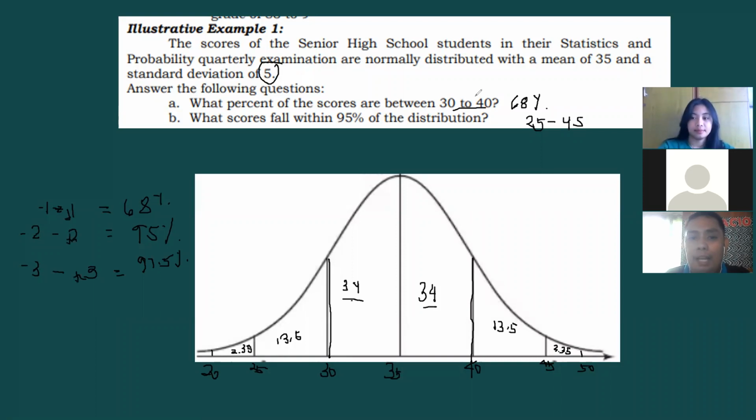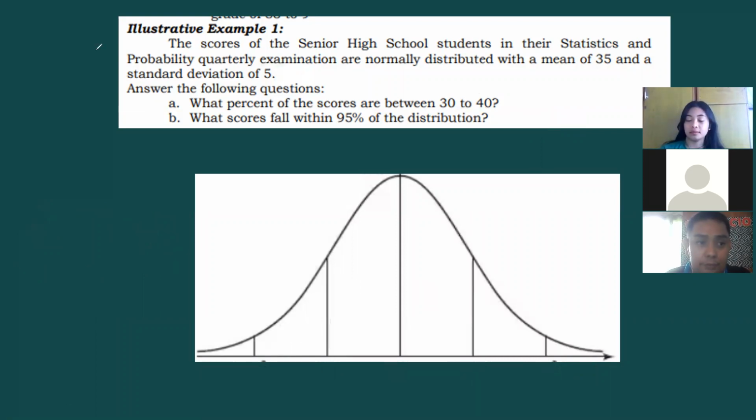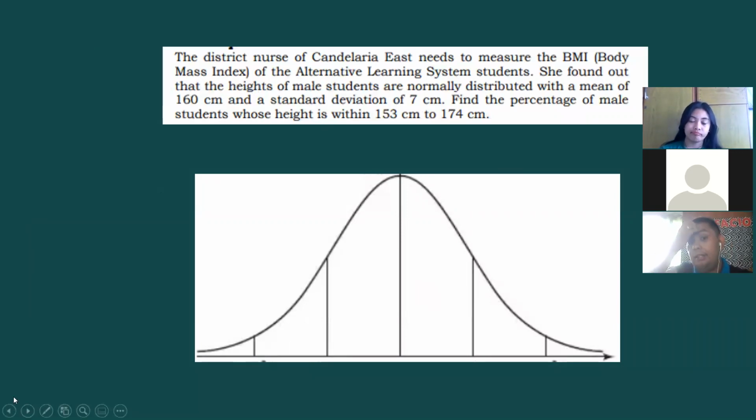Let's have another one. Para mas maintindihan pa. The district nurse in Candelaria East needs to measure the BMI of students of an alternative learning system. She found out that the height of the male students is normally distributed with a mean of 160 and a standard deviation of 7. Find the percentage of males whose height is 150 to 174. This is the last one.